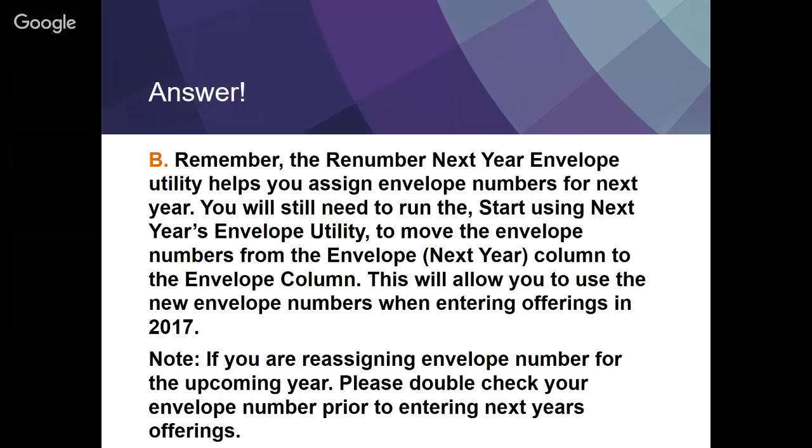The answer is B. Remember, the renumber next year's envelope utility helps you assign envelope numbers for next year. You will still need to run the start using next year's envelope utility to move the envelope numbers from the envelope next year column to the envelope column. This will allow you to use the new envelope numbers when entering offerings in 2017. Note, if you are reassigning envelope numbers for the upcoming year, please double check your envelope numbers prior to entering next year's offerings. Please, please, please.